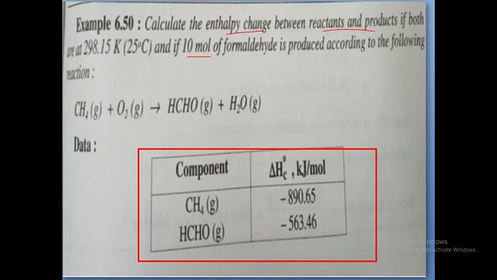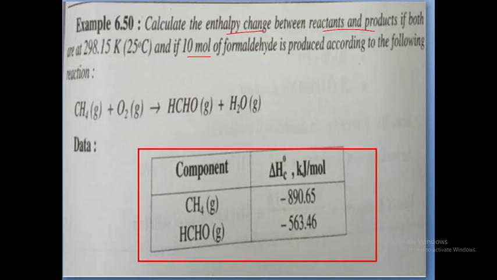This is another type of problem. Calculate the enthalpy change between reactant and product if both are at 25 degrees Celsius and if 10 mole of formaldehyde is produced according to the following reaction. Methane reacts with oxygen to produce formaldehyde, HCHO, plus water.